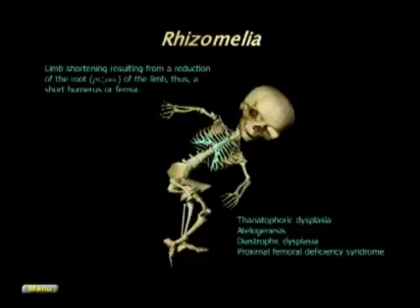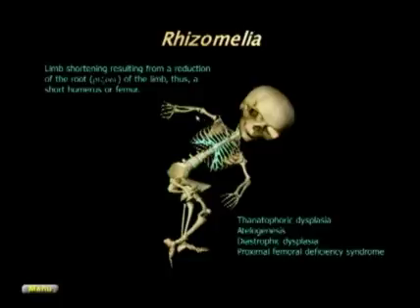If the root of the arm or the leg is too short, we talk about rhizomelia. Rhizo means root in Greek. And there is a series of conditions associated with rhizomelia, such as thanatophoric dysplasia, atelosteogenesis, diastrophic dysplasia, and of course the proximal femoral deficiency syndrome.